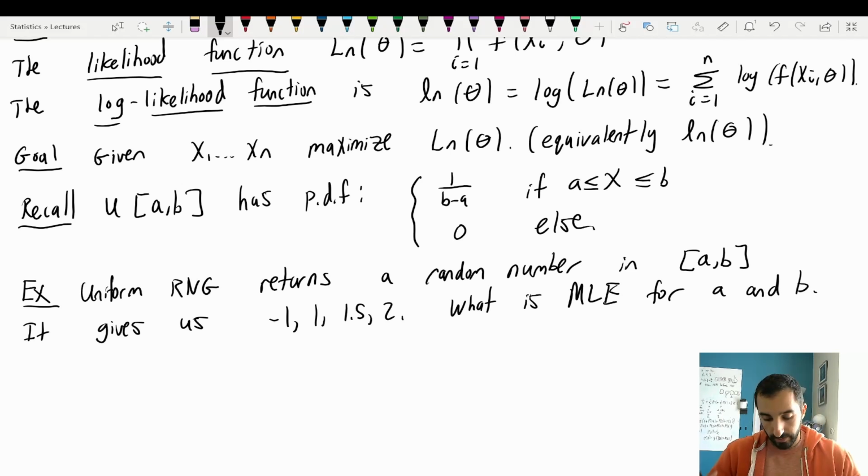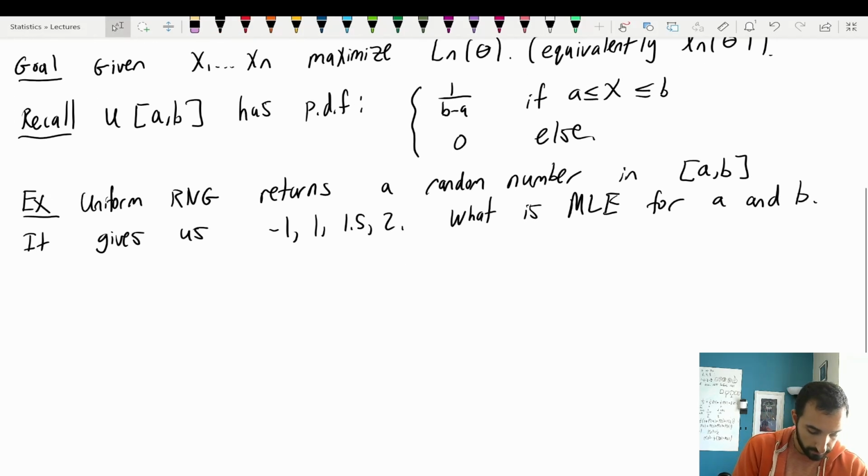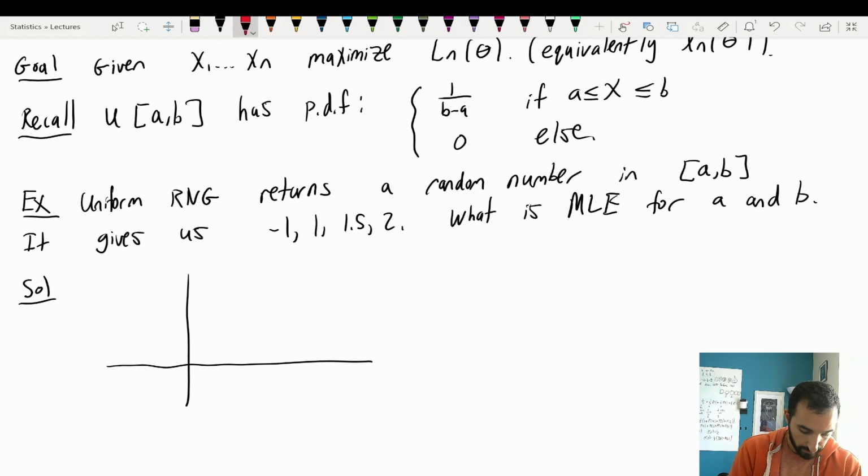So here's the parametric part about maximum likelihood estimate. We're assuming our data is uniformly distributed. And now, how is it uniformly distributed? Well, let's just take a look at the data here. It gave us back -1, 1, 1.5, and 2. And the distribution is going to be a horizontal line straight at 1 over b minus a.